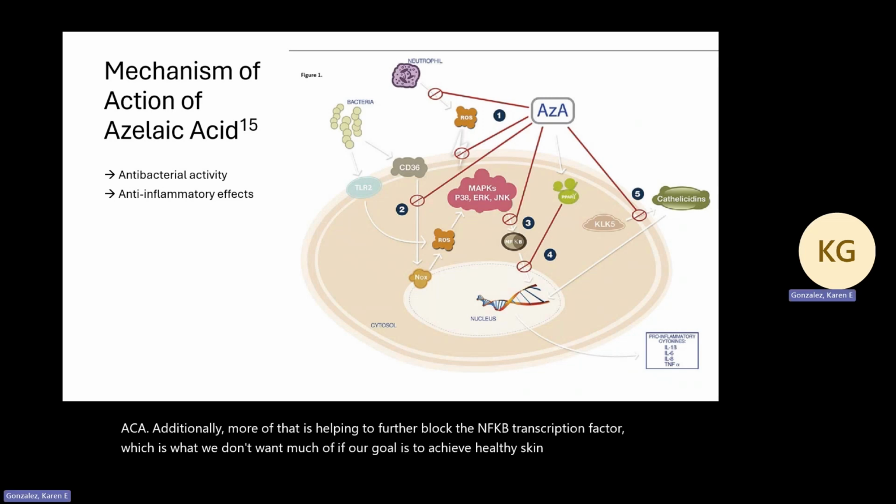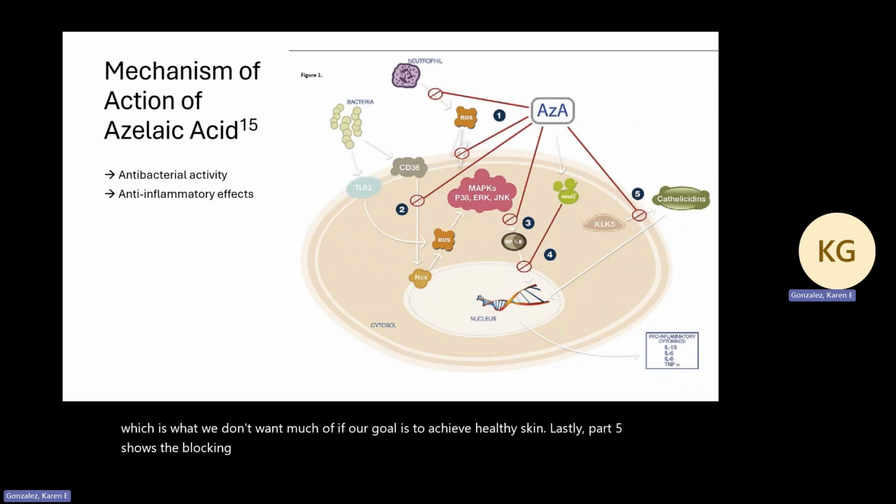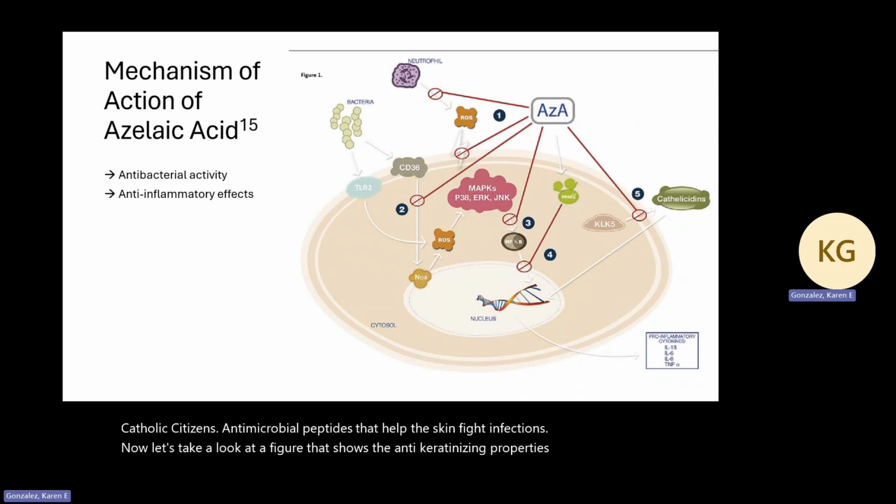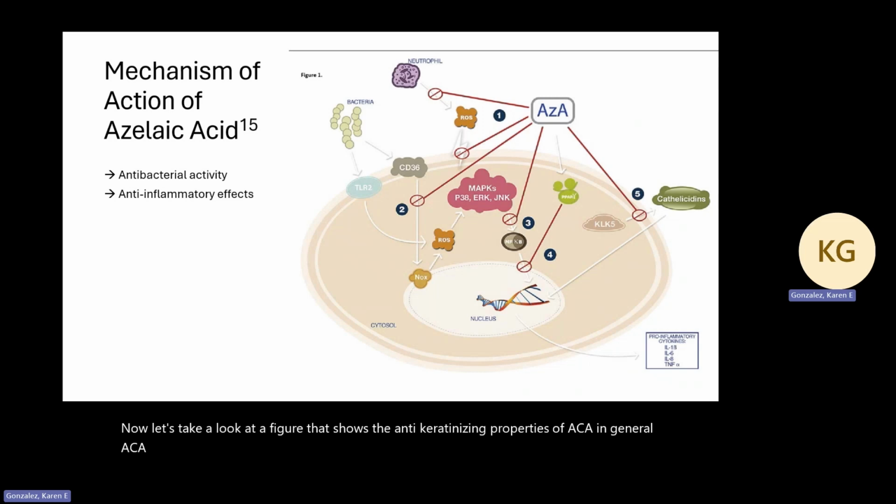Lastly, part 5 shows the blocking of kallikrein 5, which is an enzyme involved in skin inflammation. On the far right, we also have cathelicidins, antimicrobial peptides that help the skin fight infections. Now let's take a look at a figure that shows the anti-keratinizing properties of AZA. In general, AZA decreases keratin buildup, preventing clogged pores and reducing acne formation.